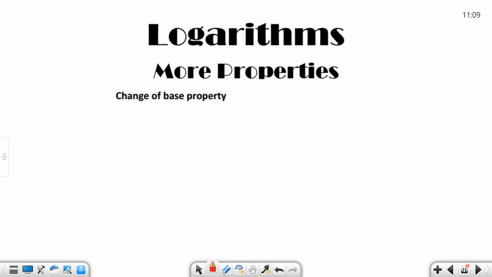And the one other property I want to talk about in this video is the change of base property. The change of base property for M greater than 0. Log base b of capital M equals, notice I'm changing from base b to base a, some other base, log base a of M over log base a of b.